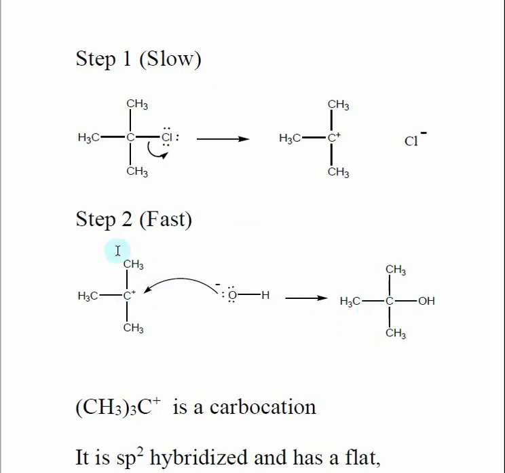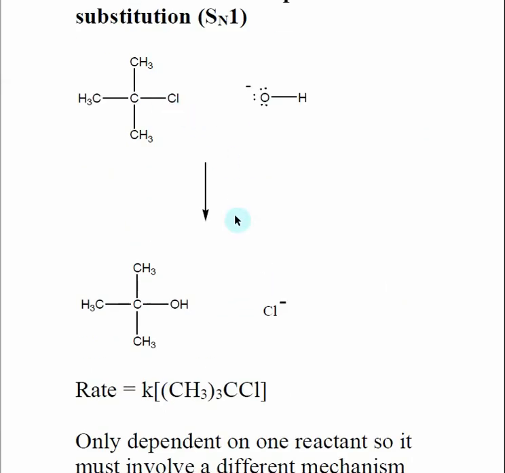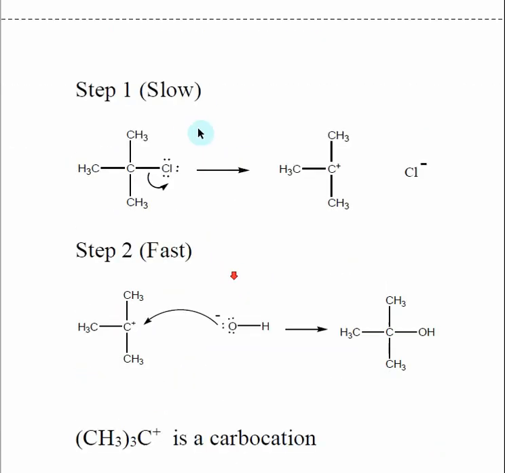So what we need to talk about is this intermediate. An intermediate means that it's a species that shows up inside of the mechanism, but overall it isn't part of our original reaction. So when we looked at our original reaction up here, we didn't see a carbocation, and that's because it is made and used up during our mechanism. But in this case, it's still there.